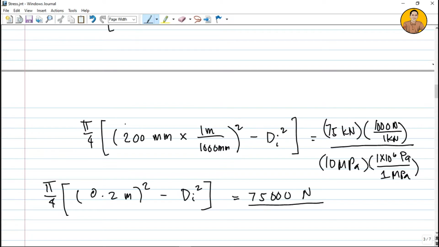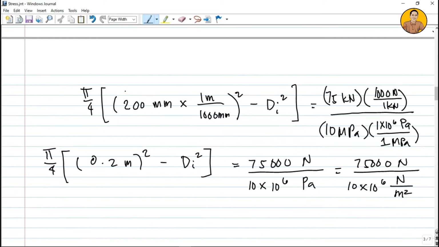So this becomes 10 times 10 raised to 6 Pascal. This Pascal, guys, we can replace it as 75,000 newtons. The equivalent unit of Pascal is newton per square meter. So this is 10 times 10 raised to 6 newtons per square meter.